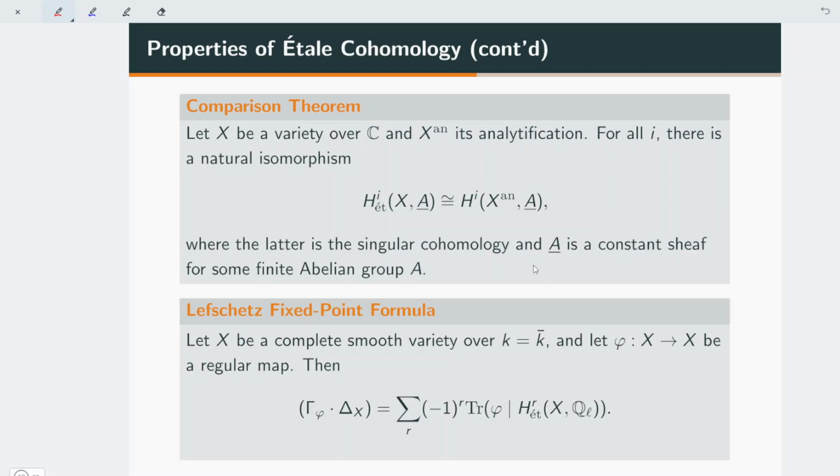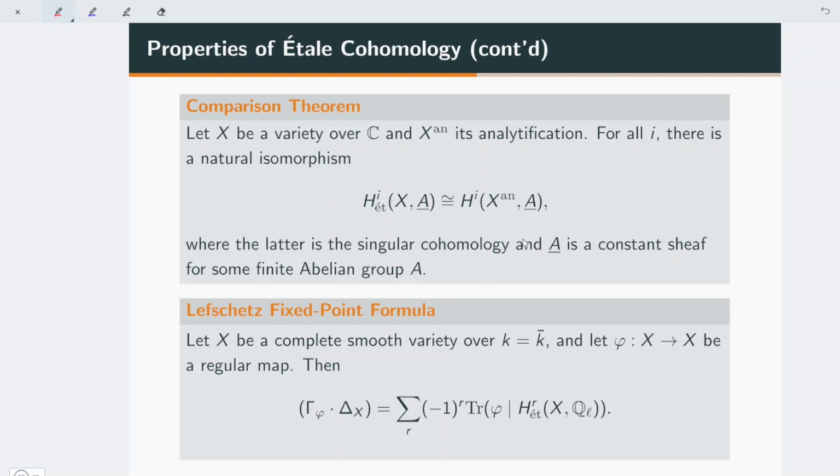But the comparison theorem says for all i, there's a natural isomorphism between the Etale cohomology of X and what's sometimes called the ordinary cohomology. You could think of the singular cohomology or maybe the simplicial cohomology, the ones you learn in algebraic topology. So those are naturally isomorphic. The catch is that you need to take the coefficients to be in some finite abelian group A. Well, technically some constant sheaf with values in a finite abelian group. So you can't take the coefficients from anywhere, but if you take them to be well chosen, then these are always the same, which is maybe surprising.